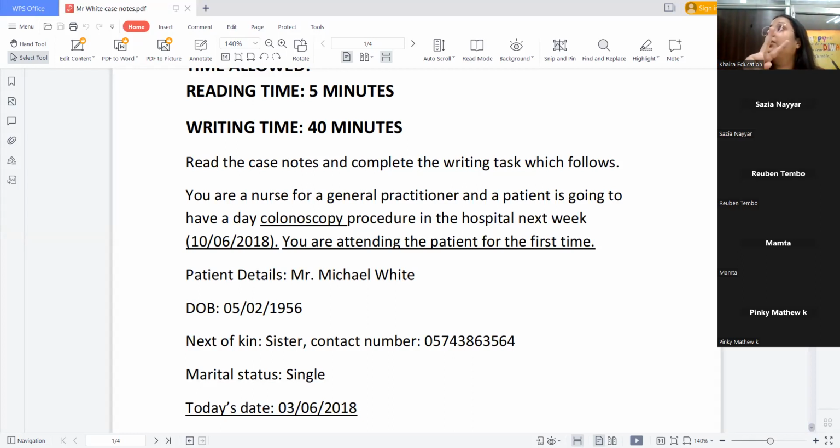These are the two pieces of information that we have about the situation, along with the information that the patient is going to have a day colonoscopy in a hospital next week. And the colonoscopy is scheduled on 10th of June 2018.